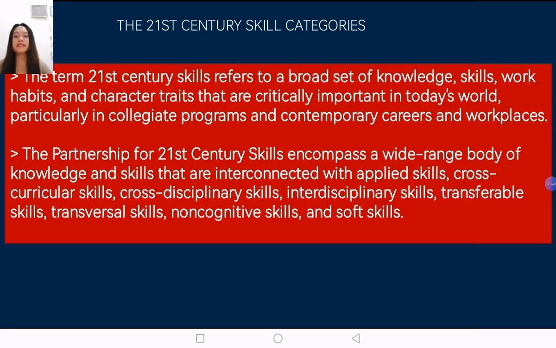So the 21st century skill categories. The term 21st century skills refers to a broad set of knowledge, skills, work habits, and character traits that are critically important in today's world, since they will be used in the future generations and in the outside world, particularly in collegiate programs and contemporary careers and workplaces.